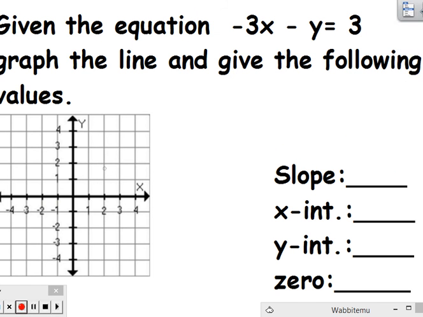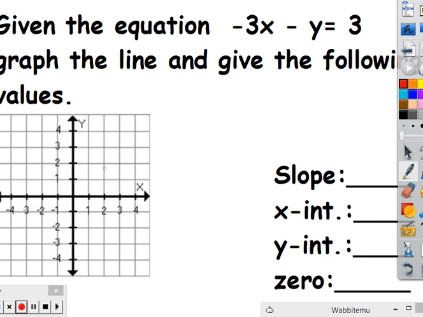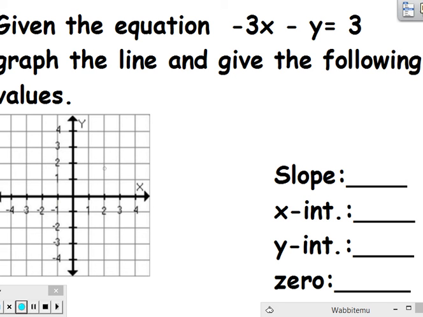Next question we are given is an equation that we have to graph. So this equation has to be in slope-intercept form. So we need to take the equation -3x minus y equals 3. We're going to get it in slope-intercept form, which is y equals mx plus b, where y is by itself. So anything attached to y on this side needs to go away.